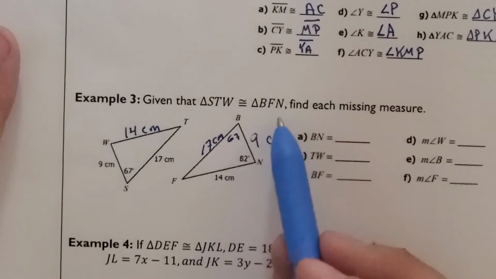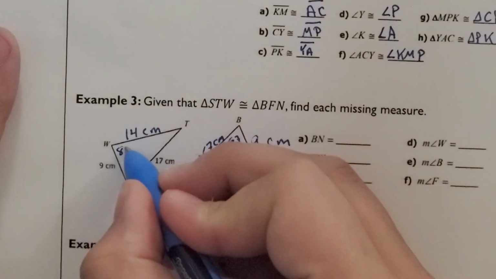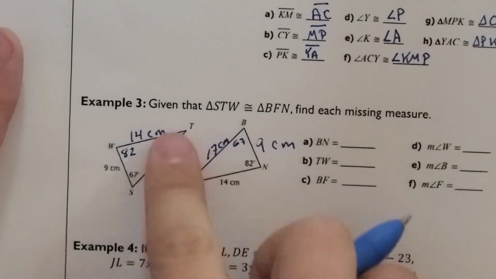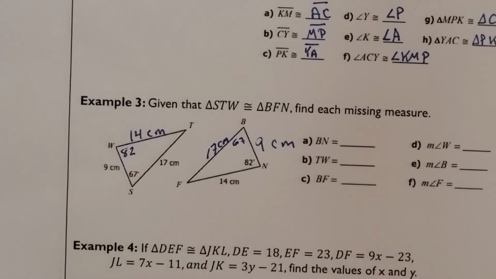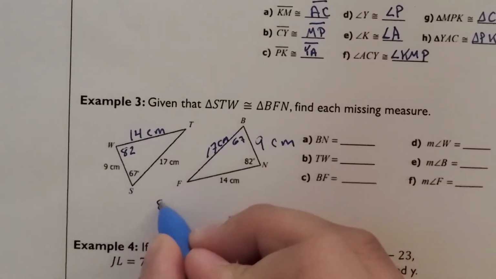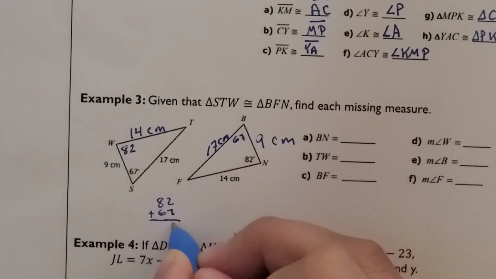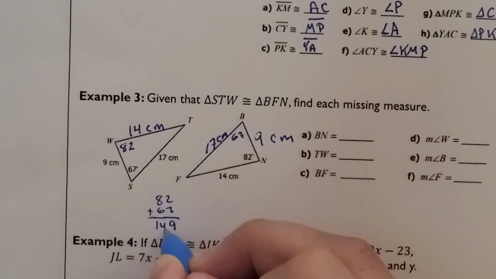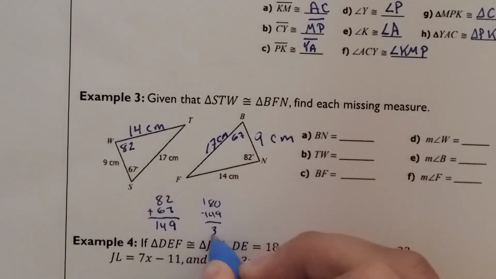N is 82, N goes with W, so if N is 82, W is 82. And we have one missing angle in each of these. Well, that's pretty easy to find. We know that these triangles, the triangle sum theorem says they have to add up to 180 degrees. So I'm going to add these two measures together, 82 and 67, and then subtract it from 180. So I get 149, take 180 and subtract 149 from it, and it looks like I get 31.